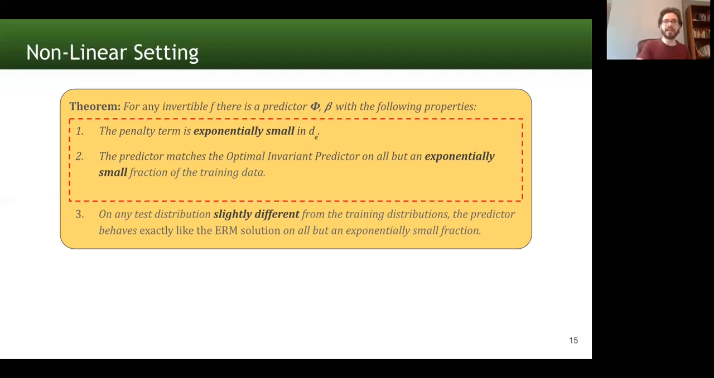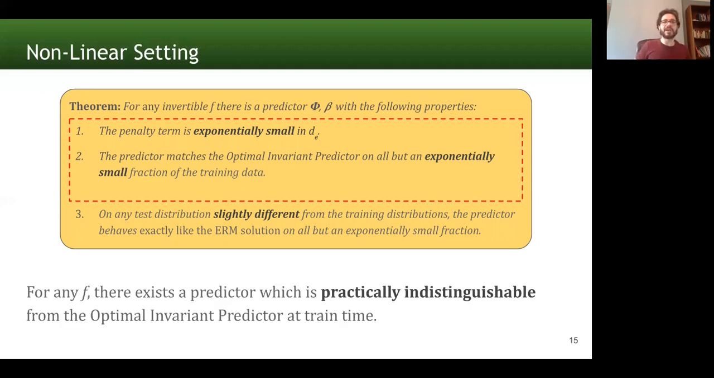So going back and parsing what each of these is saying. These first two statements say that for any generative function f, there's a predictor which is practically indistinguishable from the OIP at train time. And in particular, remember that we are assuming an infinite number of observations from each environment. But if we were to instead assume something like a polynomial number of samples, a sub-exponential number, then item 2 says that our predictor is exactly equivalent to the OIP with very high probability on all the training data that we've observed. So if we don't have infinite environmental samples and we have sub-exponential, it's very likely that this fake predictor will be literally indistinguishable from the optimal invariant predictor.